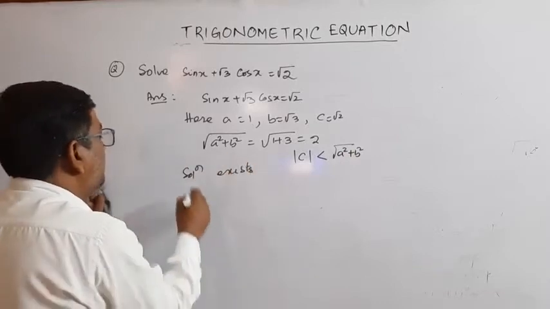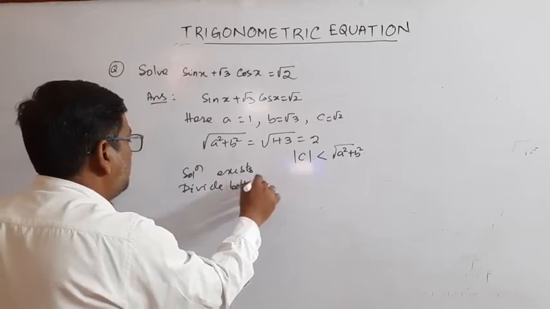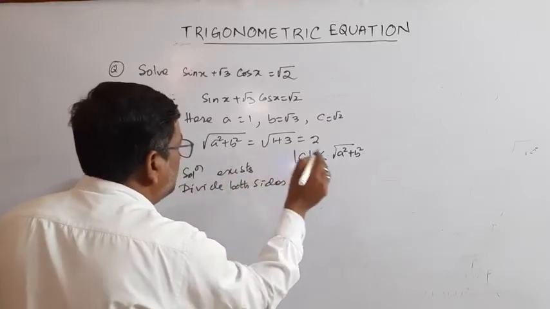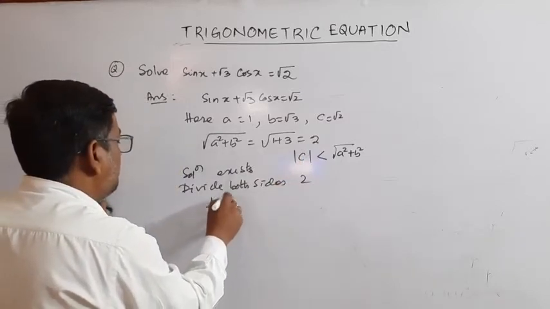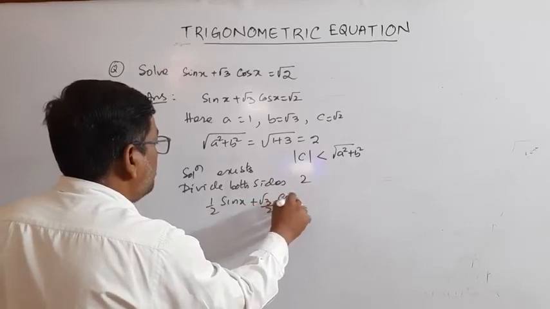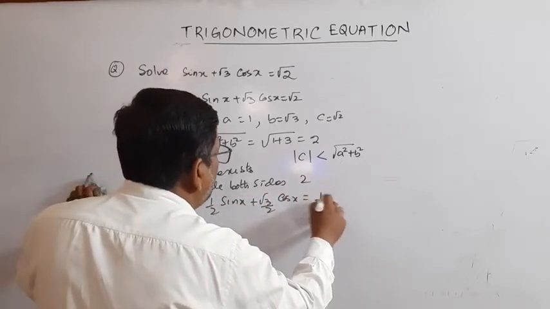Now divide both sides by 2. Root over a square plus b square means 2. So 1 by 2 into sin x plus root 3 by 2 into cos x is equal to root 2 by 2, that is 1 by root 2.